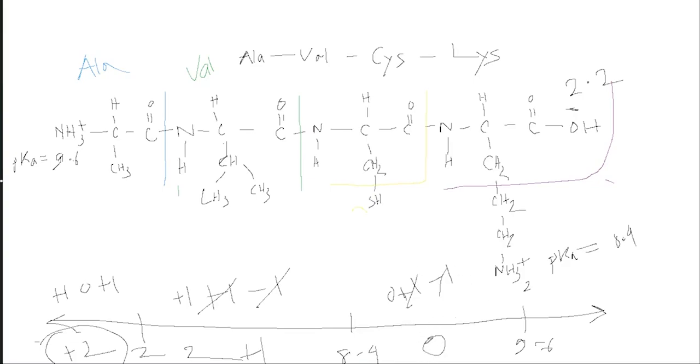So the zwitterion form is in between 8.4 and 9.6. So the pI of the peptide will be 8.4 plus 9.6 divided by 2. That is the pI, or the isoelectric point of the whole peptide. And a pH above 9.6 will make this group also deprotonated. So it will be 0, this will be 0, and this will be minus 1. So it will have a net charge of minus 1.